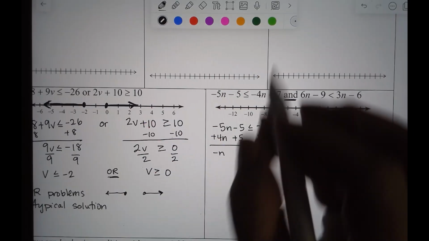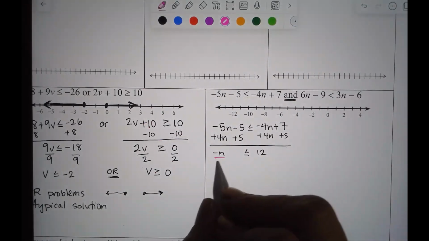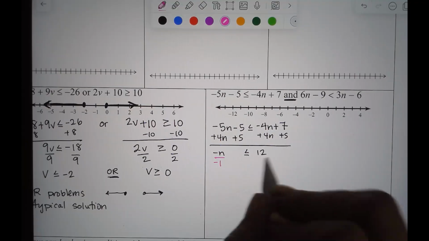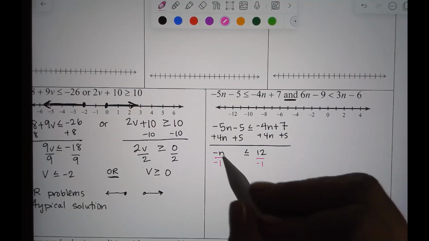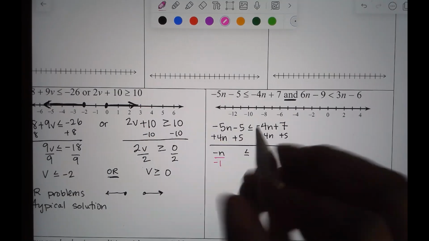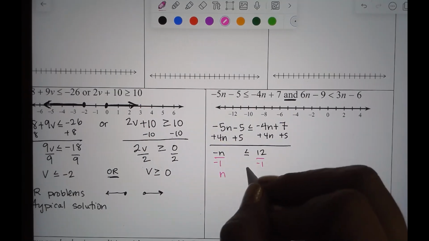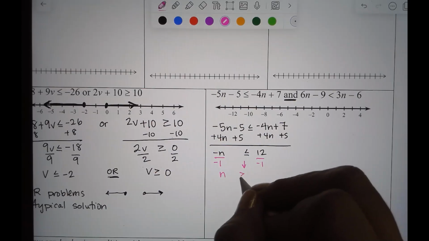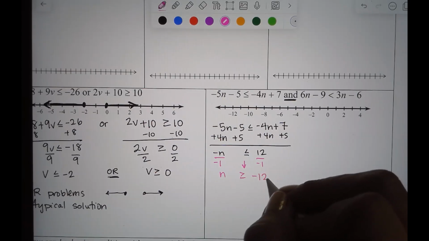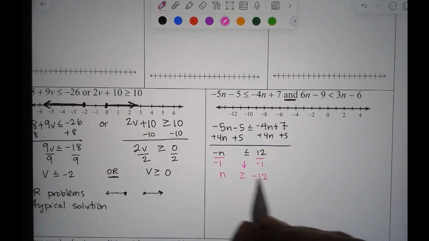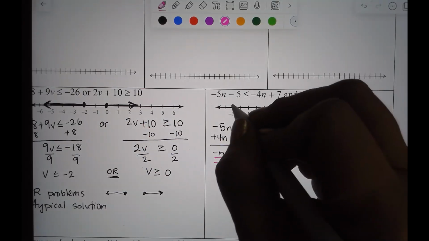Now, here's what I was talking about. We have a negative right here. I'm going to be multiplying by -1 or dividing by -1. It's the same thing. But when I do that, I'm going to get n, and this is going to flip to the opposite direction, -12. So now n is greater than or equal to -12.